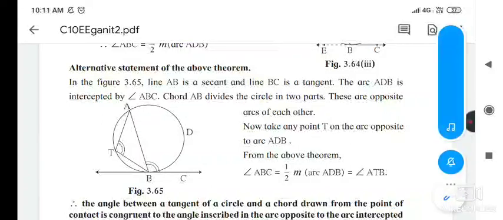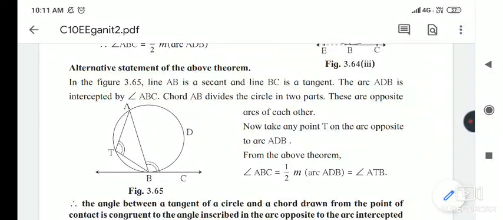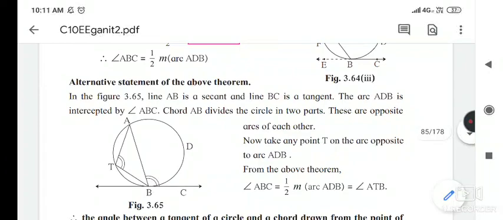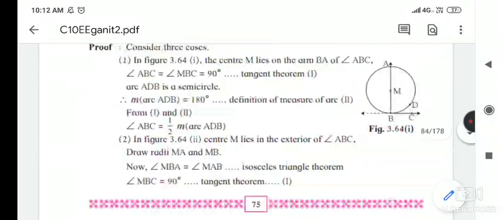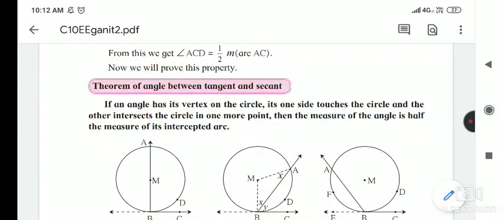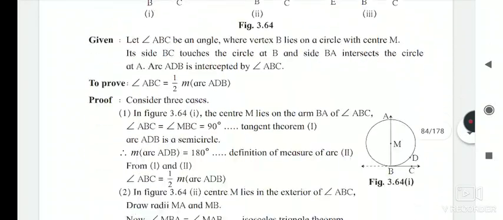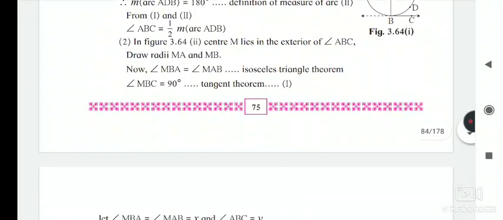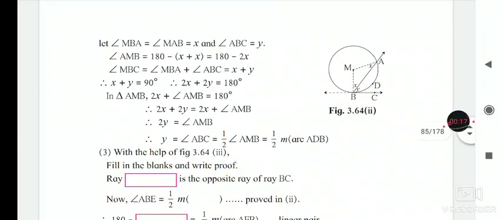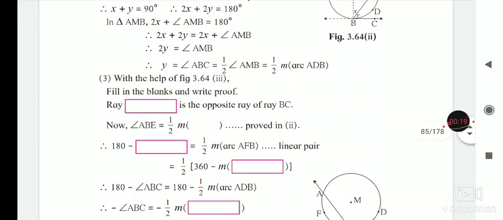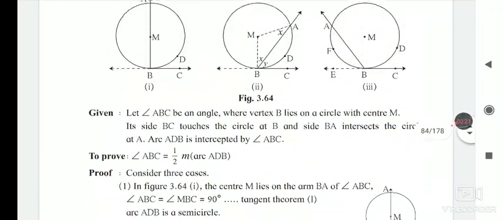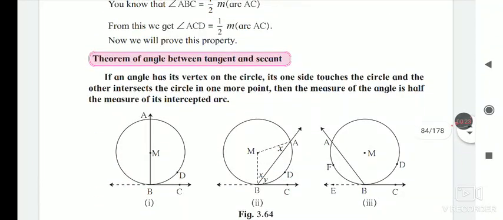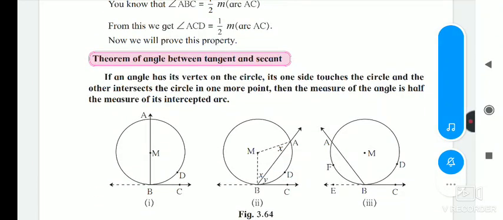Hello students, in the circle lesson, the alternative statement for this theorem, the angle between the tangent and secant, was left by me. So today I will continue this, then we will take two more solved examples, and then we will see what comes next. So first of all, what is the theorem of the angle between the tangent and secant?